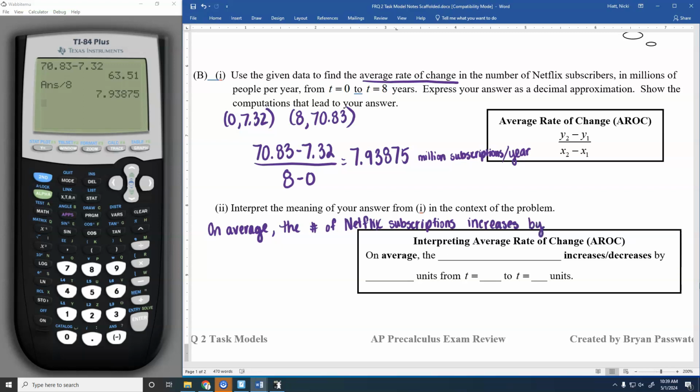by 7.93875 million subscriptions per year from, now, if I were doing this, I wouldn't say t equals 0 to t equals 8. I would say from 2007 to 2015. You could probably get away with t equals 0 years to t equals 8 years. Because if you say 0 to 8 years, you really need to say 0 years since 2007 and 8 years since 2007. So I would just go ahead and go back with the straight years for that. You might be able to get away with t equals 0 to t equals 8.